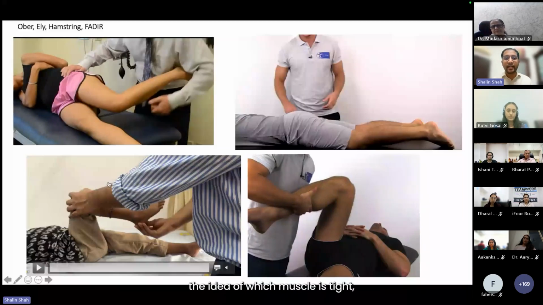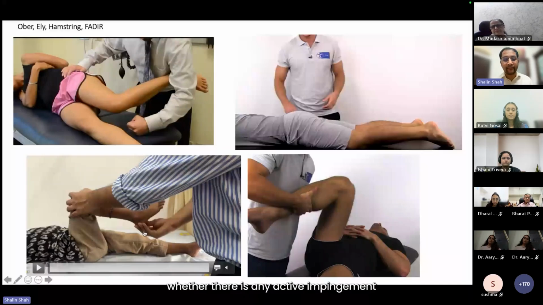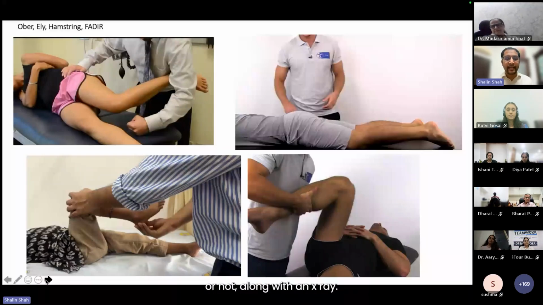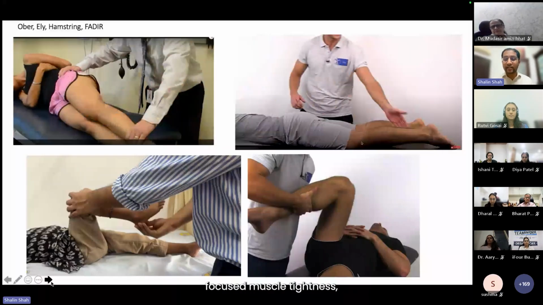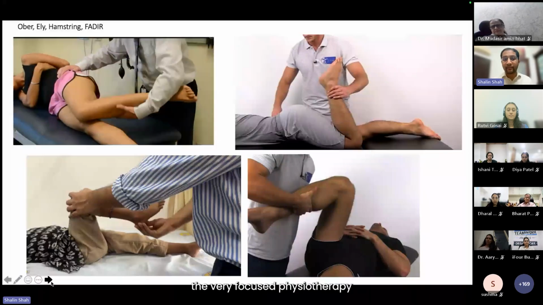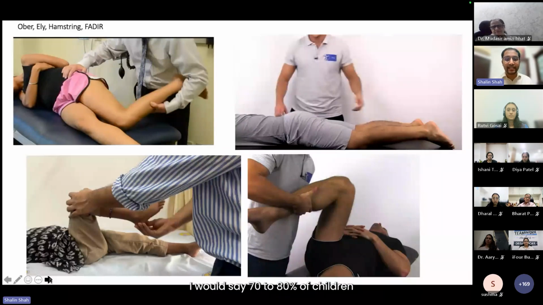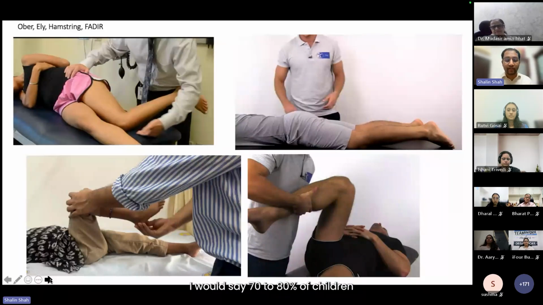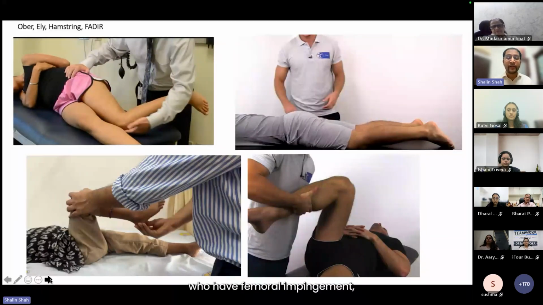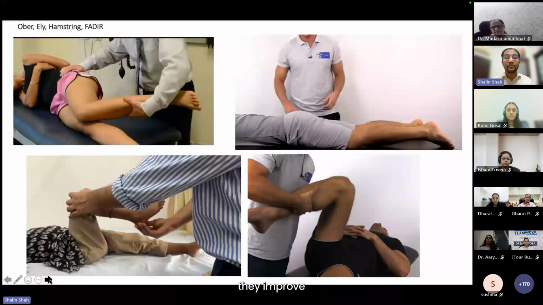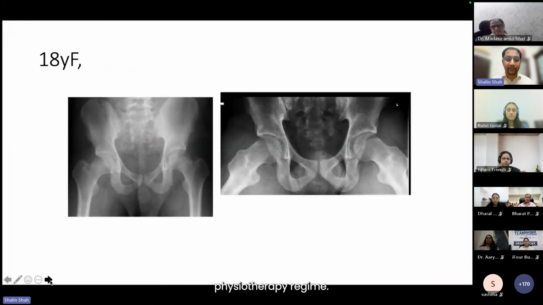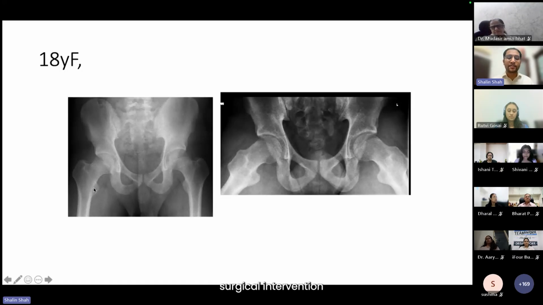It gives us the idea of which muscle is tight, whether there is any active impingement or not, along with an X-ray. So if there is focused muscle tightness, the very focused physiotherapy to relieve that muscle tightness would really help many of these kids. I would say 70 to 80% of children and adolescents who have femoroacetabular impingement improve with just a focused physiotherapy regime. And for those who do not improve, after that, we need to do surgical intervention for their femoroacetabular impingement.